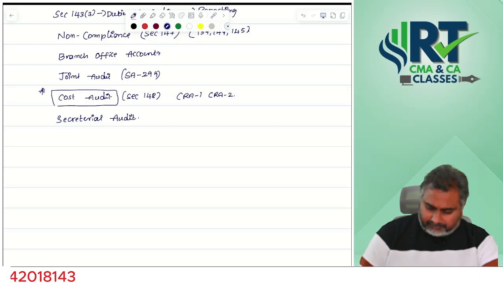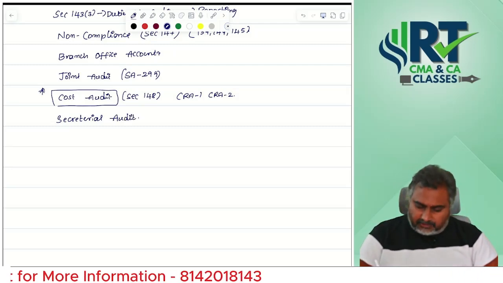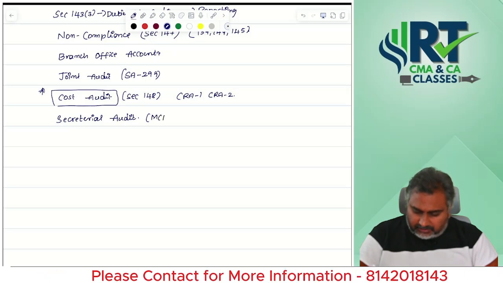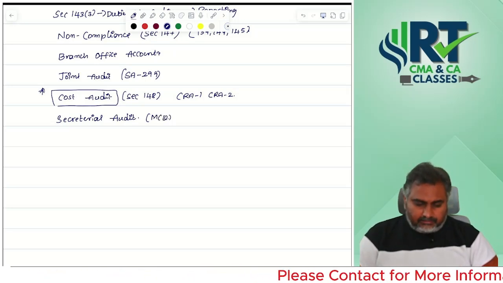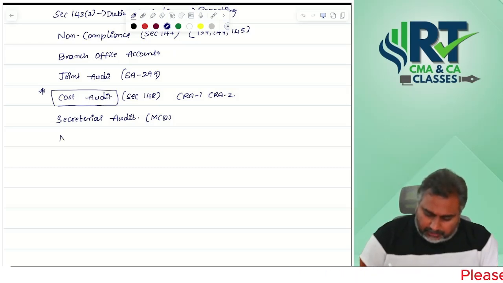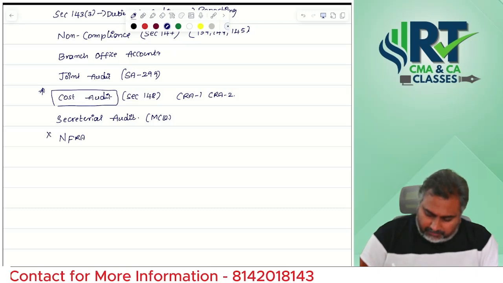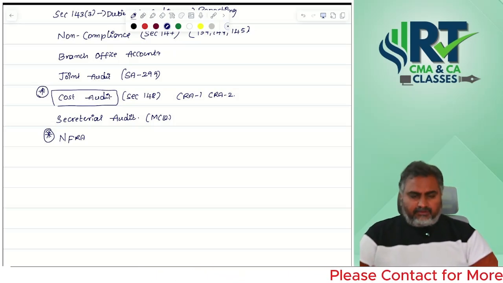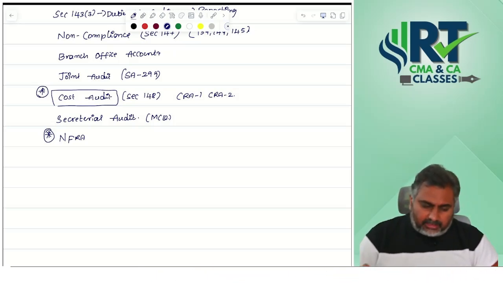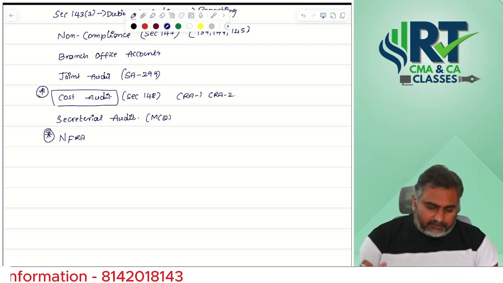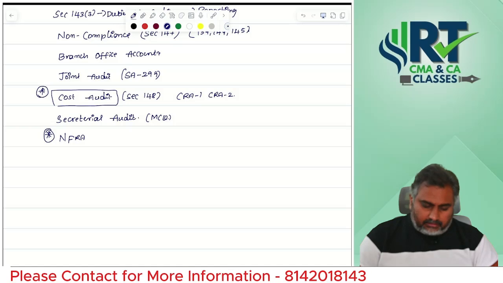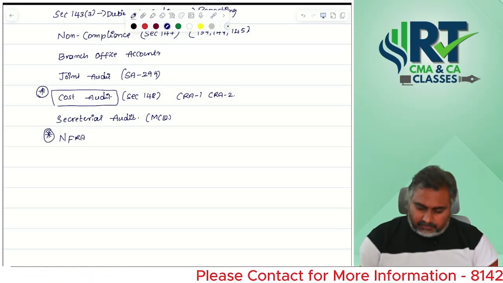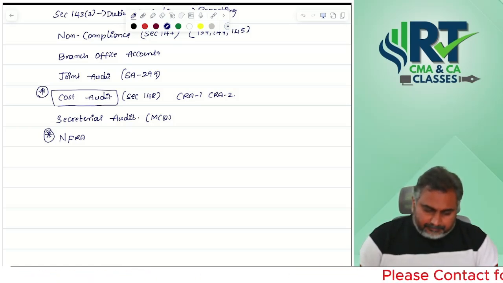Secretarial audit: MCQ-wise they are focusing more on this than on descriptive questions. NFRA: almost every attempt they are touching this question. NFRA gives high priority questions like cost audit. Every time they ask about NFRA: what are the functions, what they will monitor, and all these parts. So compulsory focus on the NFRA point of view.